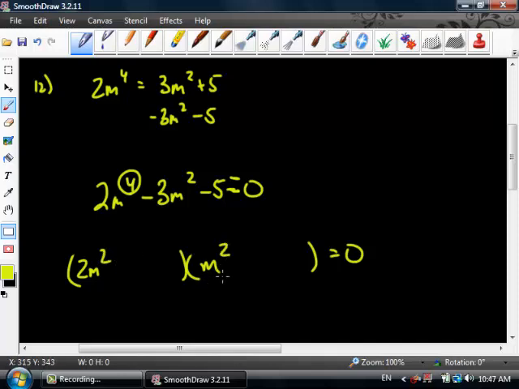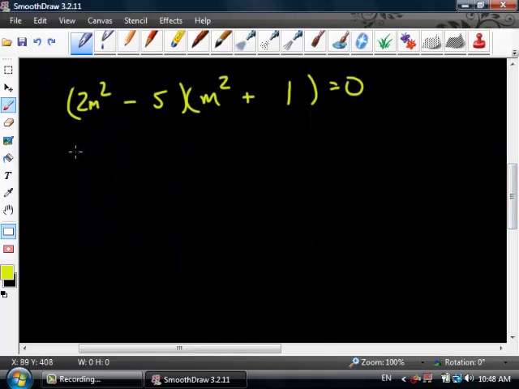Okay, now all I need are two numbers that multiply to negative 5. Somehow. 5, 1? Minus 5 plus 1. Let's see if this works out. Negative 5, positive 1. Max, good job.